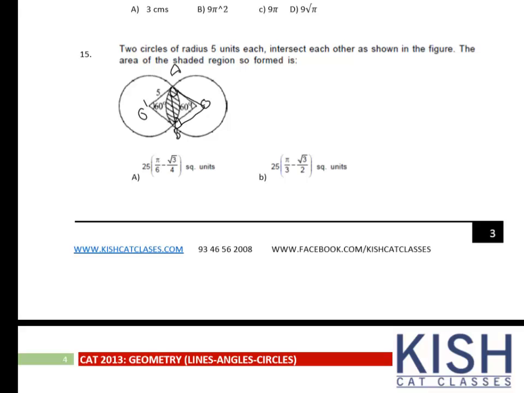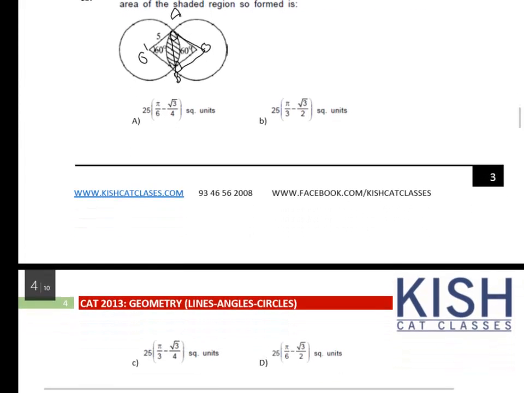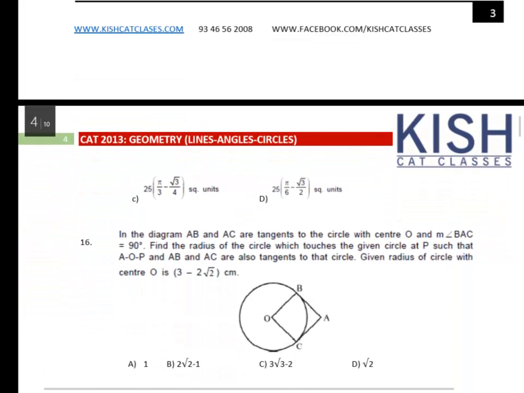Find the arc with radius and 60 degrees as the angle. Once you find the arc, you just need to subtract the area of the equilateral triangle. That will give the half portion of the shaded region. Okay, you can find it out. It's just down to applying it, the application part actually.